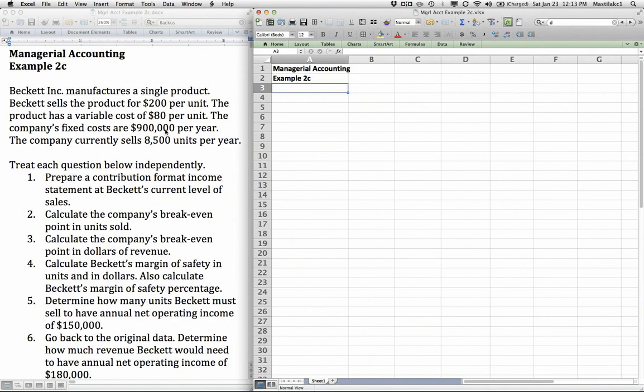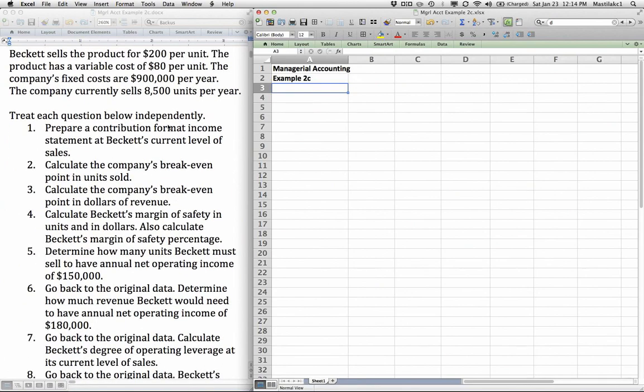And again, notice we don't make a distinction between what we would consider product cost or period cost, manufacturing cost, or selling and admin. When we're looking at CVP analysis, those distinctions, product and period cost, are not important. What is important is the distinction between variable cost and fixed cost. So this company has done all of its mixed cost analysis and its fixed and variable cost analysis, and so their best estimate is that each unit has a variable cost of $80 per unit and total fixed costs are $900,000 per year. Currently, we sell 8,500 units per year.